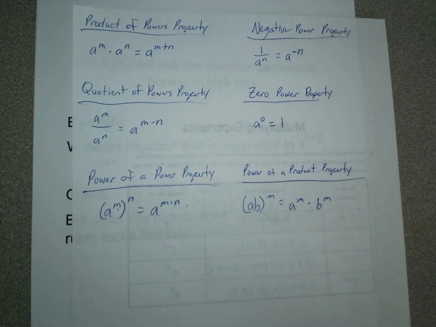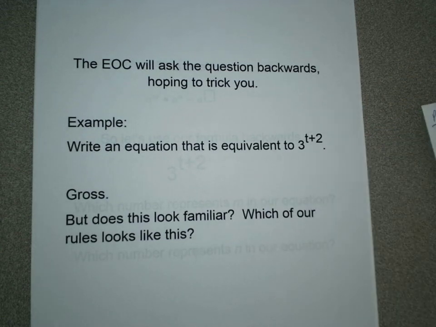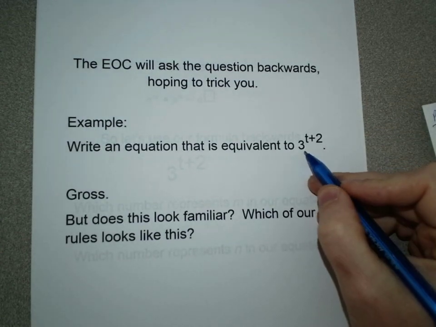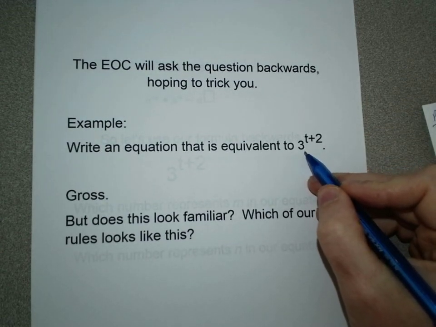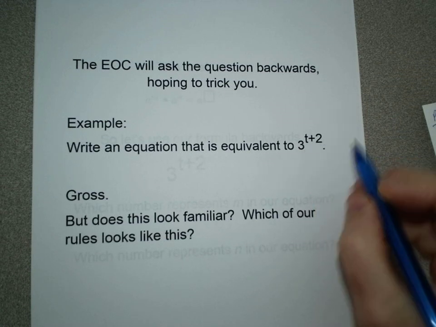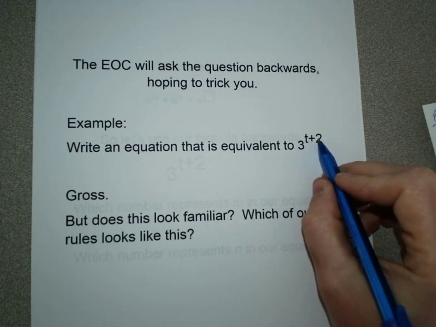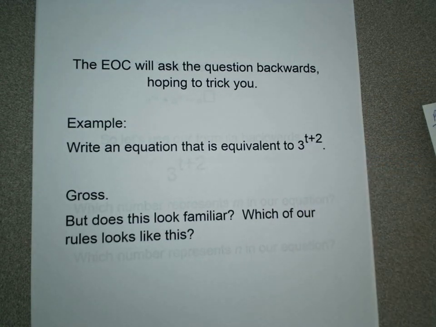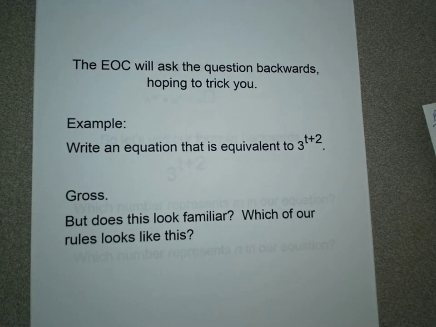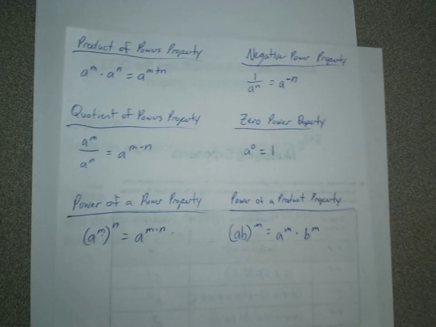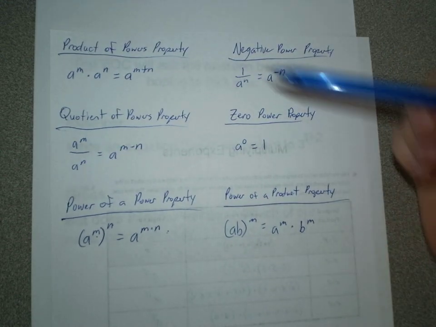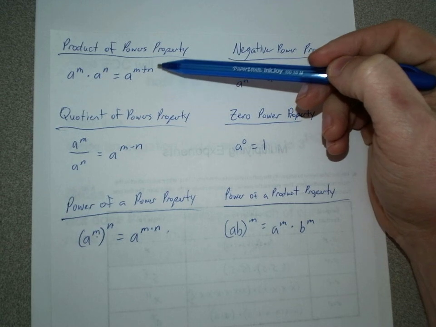If we look at our rules, we will see that one of them looks a lot like the question. So here we're asked some base, doesn't matter where it is, it's 3 in this case, to the power of t plus 2. So some number plus some other number. So look at your 6 rules. Only one of those 6 rules has addition in the exponent.